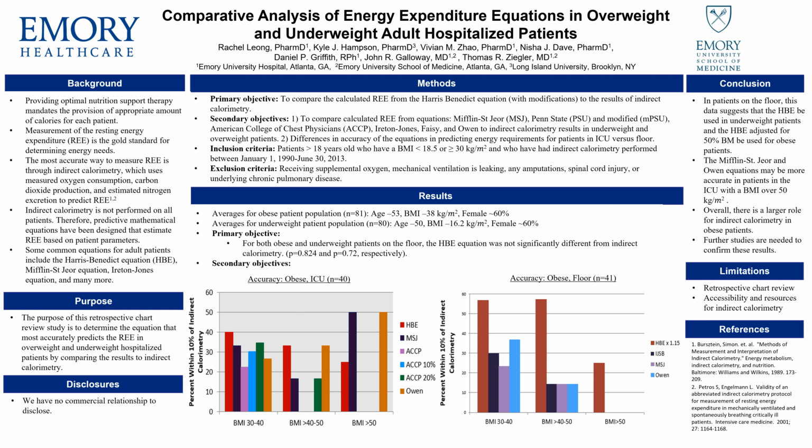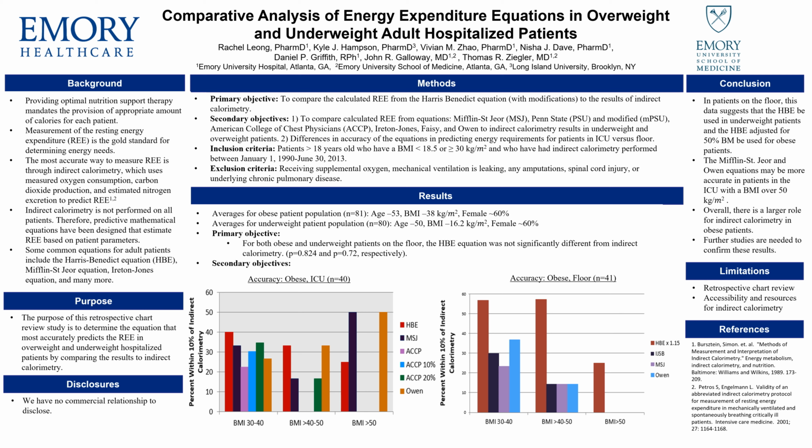For secondary objectives, the first was to compare the calculated REE from equations including the Mifflin-St. Jeor, Penn State, as well as its modified version, American College of Chest Physicians, Ayrton-Jones, Fazey, and Owen to indirect calorimetry results in underweight and overweight patients. The second secondary objective was to look at the differences in accuracy of the equations in predicting energy requirements for patients in ICU versus the floor.